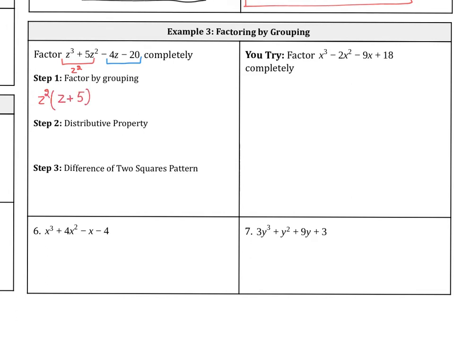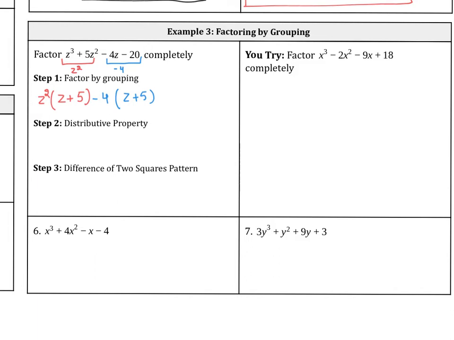In the second group, we have to recognize what is the common monomial. And in this case, we can see that 4 is a common monomial. But we also have to take the negative 4 outside. So take out the negative 4. Inside, you're left with z plus 5. So whenever you take a negative factor out, inside the bracket, the terms become the opposite sign. If you're factoring out the negative, inside the bracket, if it's a positive, it becomes negative. If it's a negative, it becomes positive.